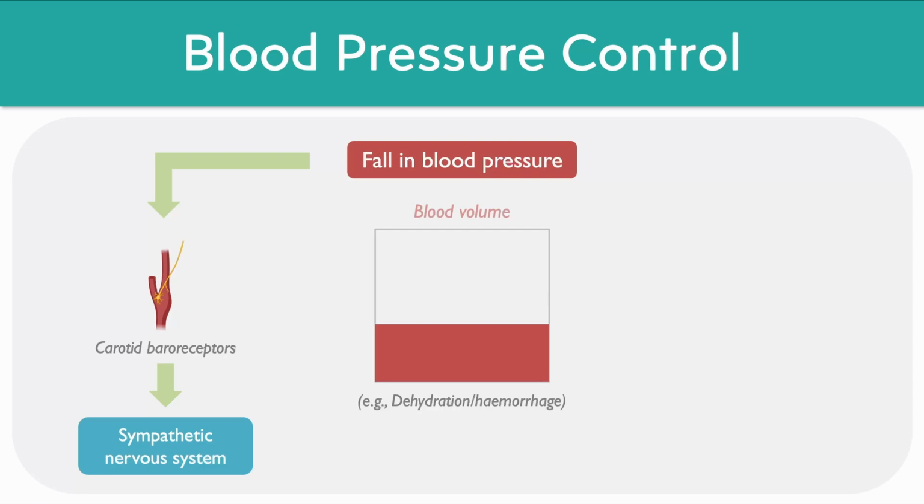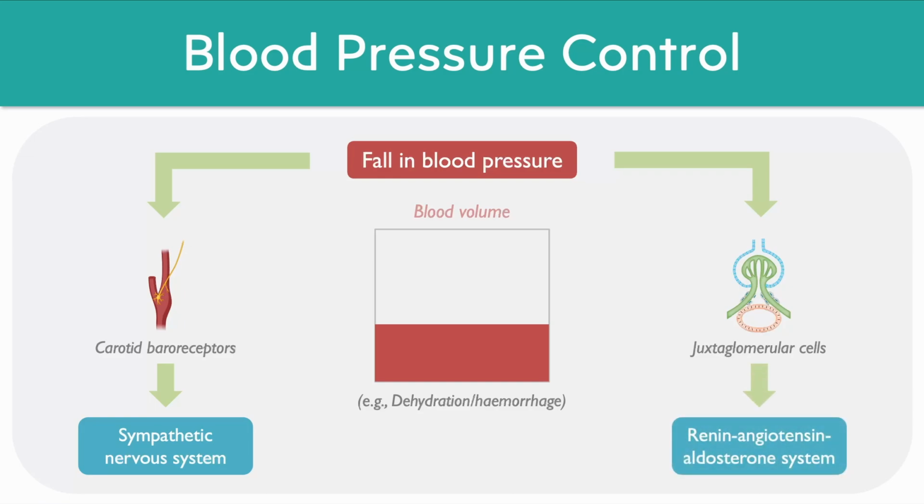At the same time, we also have cells within the kidneys known as juxtaglomerular cells, and when these detect a drop in blood pressure, they activate the Renin-Angiotensin-Aldosterone System, or the RAAS system. And we're going to be looking at the RAAS system in particular in this video.